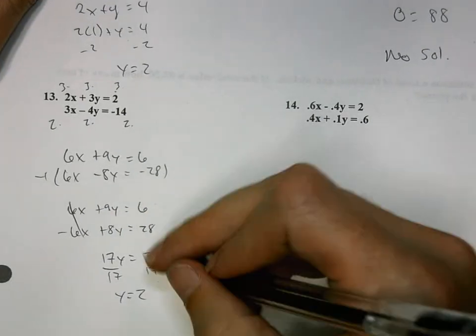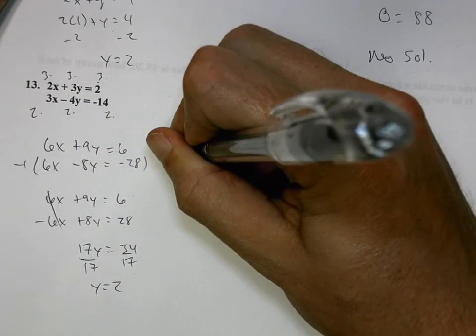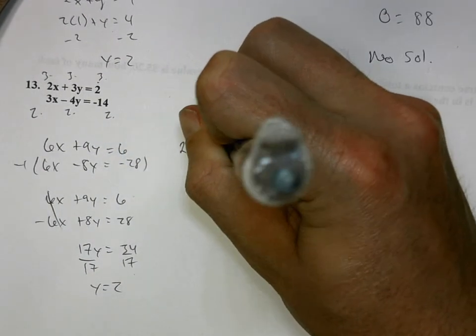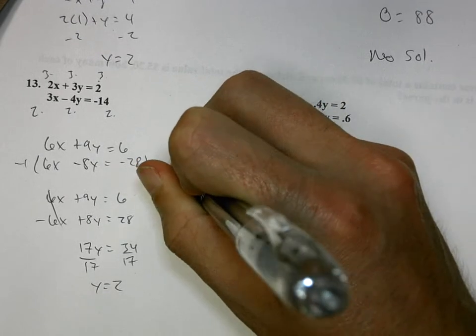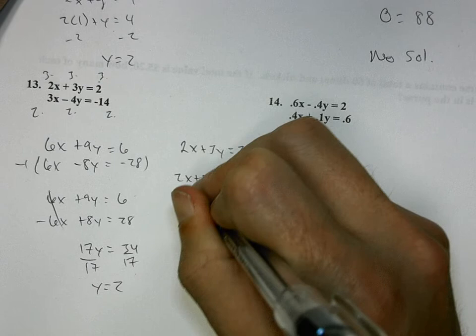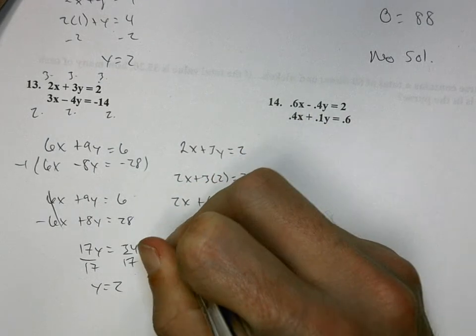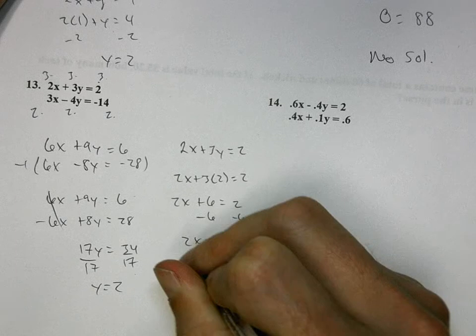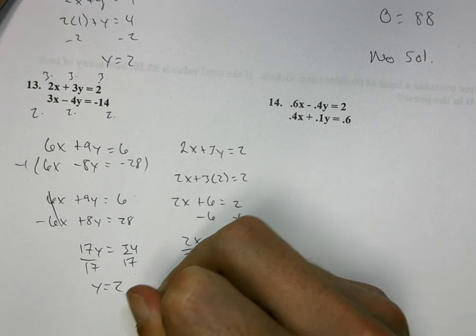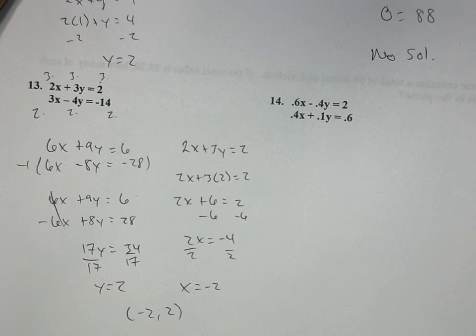We have y. Now we need to find x. So you plug it back into an original equation. So 2x plus 3y equals 2. That's 2x plus 3 times 2 equals 2. 2x plus 6 equals 2. Subtract 6 on both sides, and 2x is negative 4. Divide both sides by 2 to get x is negative 2. And write your final answer as a point. One solution.